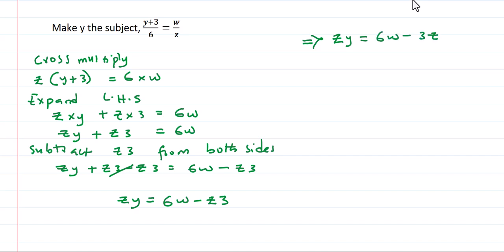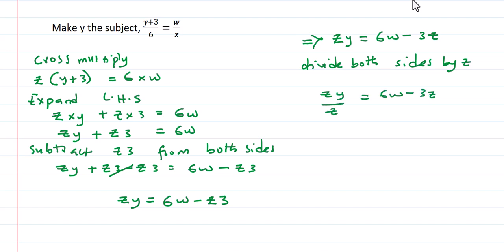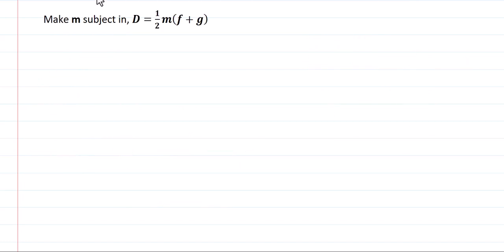Up next is to divide both sides by the coefficient of y, which is z. Doing that, we have zy over z is equal to 6w minus 3z over z, and then y stands alone to become 6w minus 3z over z. And we are done. Okay, so I believe we've solved a couple of questions and you're already getting the idea of how this whole thing works.